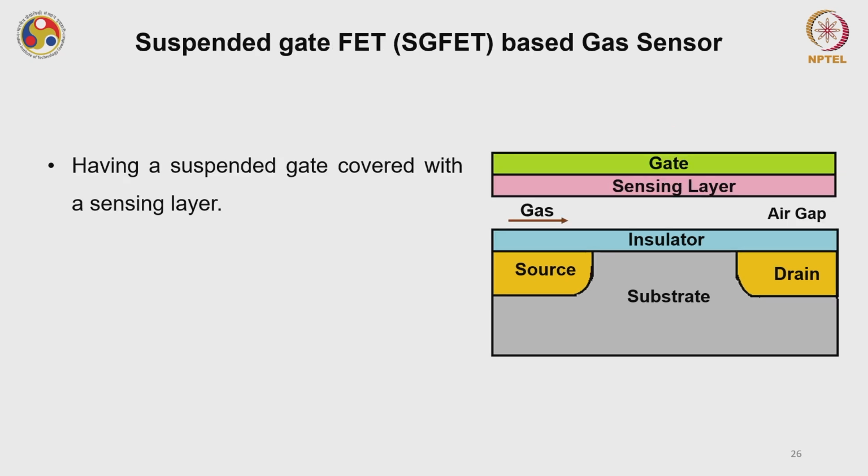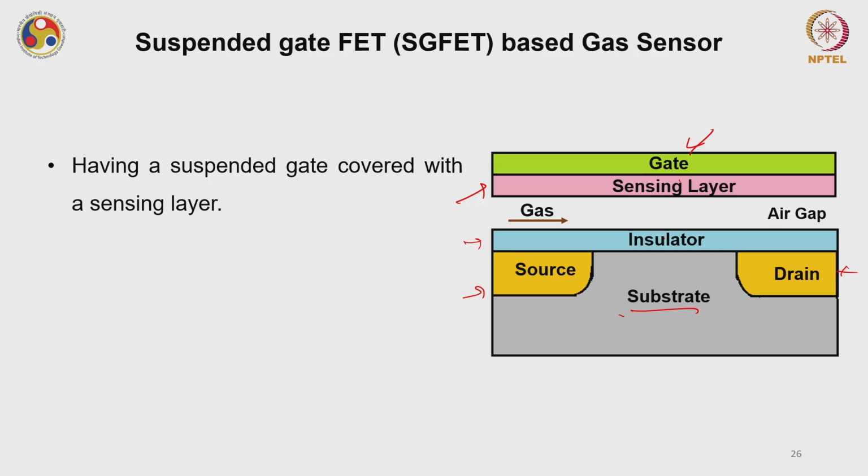Then there is another class of device, which is the suspended gate field effect transistor. Have a look at the structure of the suspended gate field effect transistor. You have a gate terminal. This is the sensing layer. This is the insulator, and this is, as usual, the source and drain fabricated over a substrate. If you see, there is a small air gap between the sensing layer and the insulator. Of course, the gate is present on top of the sensing layer.